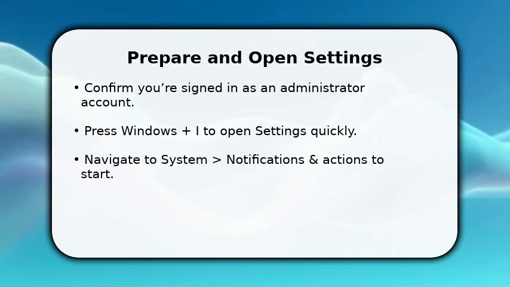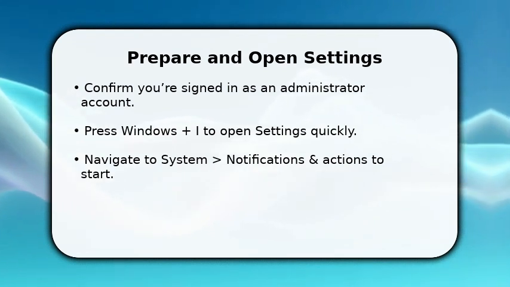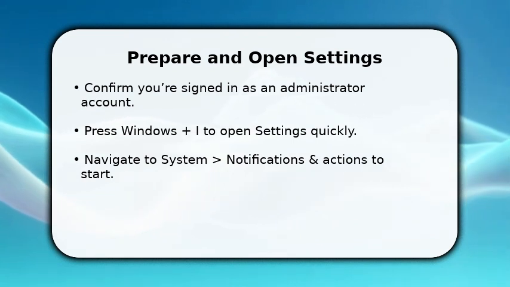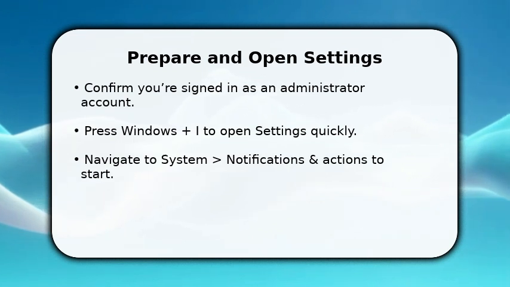Enjoy the video. You'll begin by using an admin account so changes stick. Press Windows plus I to open Settings, then go to System and select Notifications and Actions. Once there, scan the top area for the Master Notifications toggle. You'll turn that off if you want 0 pop-ups system-wide.